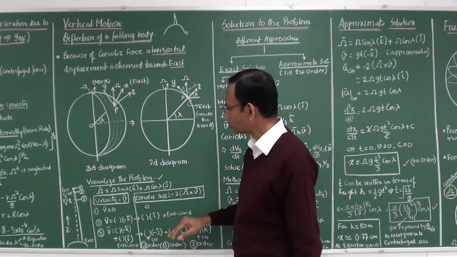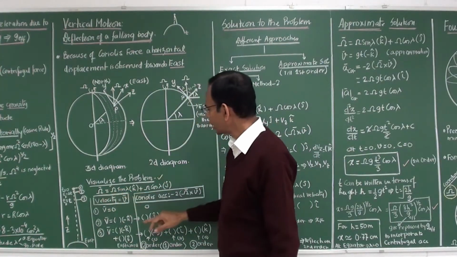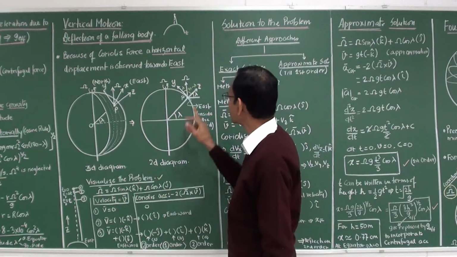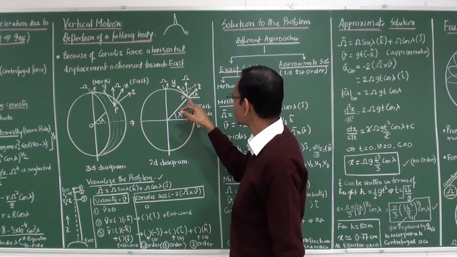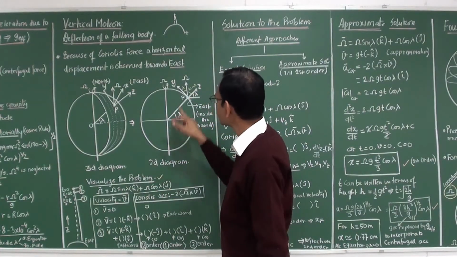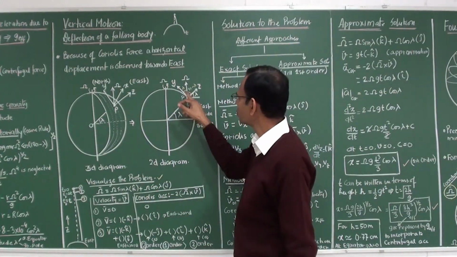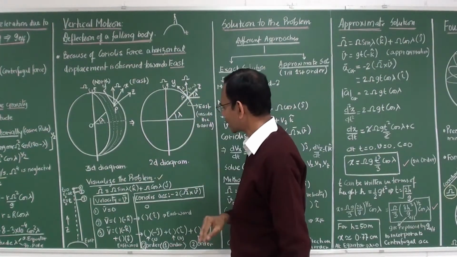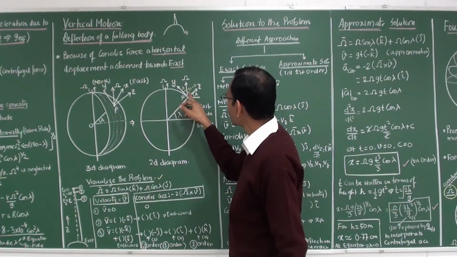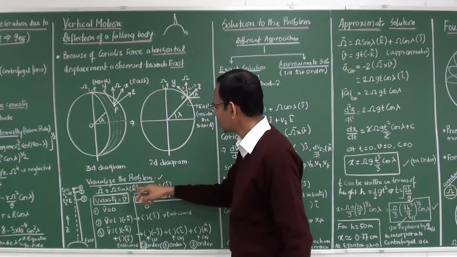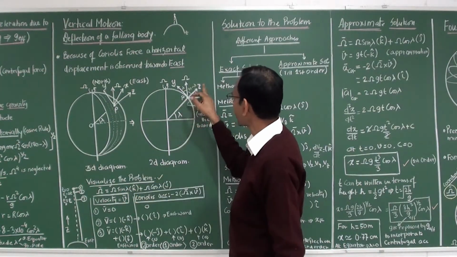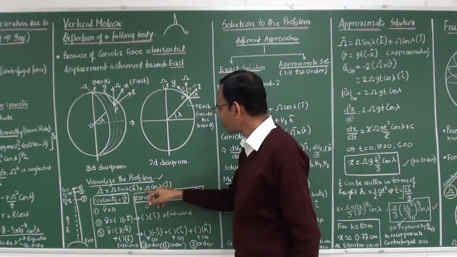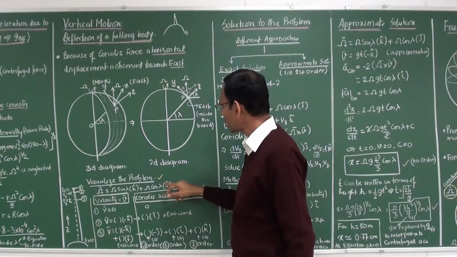First of all, we write omega in terms of k and j, that is, z-axis and y-axis in terms of k cap and j cap. J cap is the unit vector along y, k cap is the unit vector along z. So omega cos(90 minus lambda), that is sine, omega sine lambda k cap plus omega cos lambda j cap.